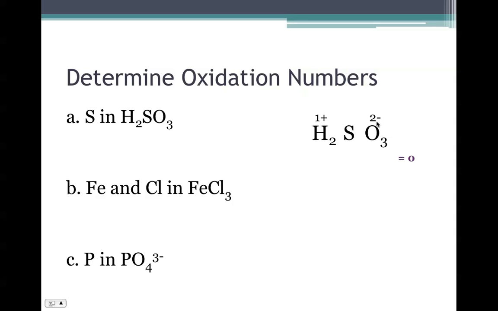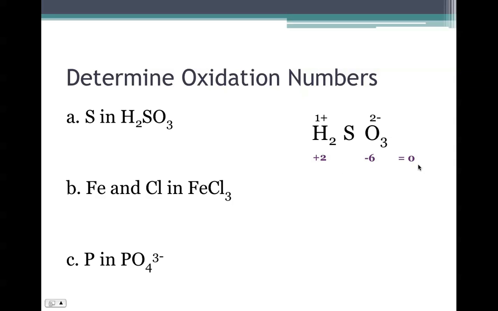Here we're going to be multiplying down and dividing up. Each oxygen is -2, and we have 3 of them, so the sum of all the oxygens is -6. Each hydrogen is +1, but we have 2 of them, so +1 times 2 gives me +2. These are just the sum of all the oxidation numbers for hydrogen and for oxygen.